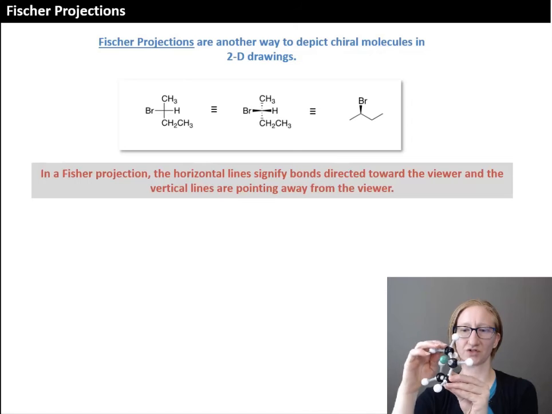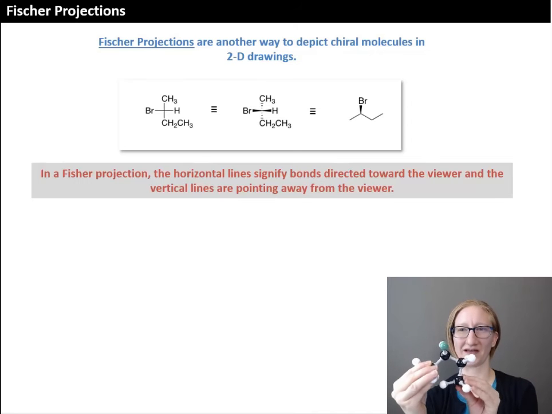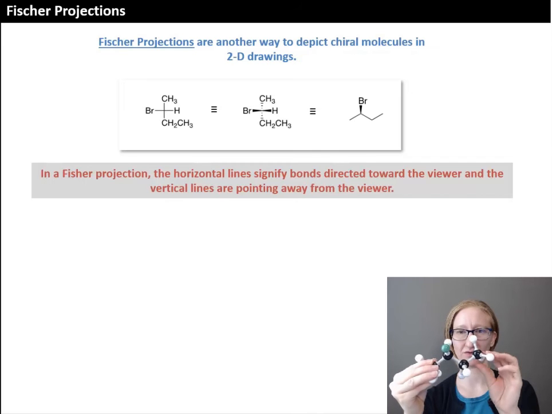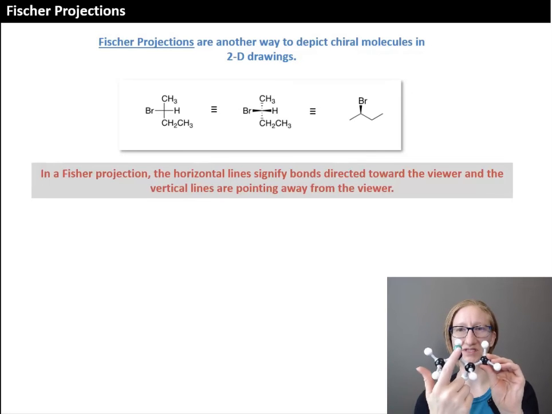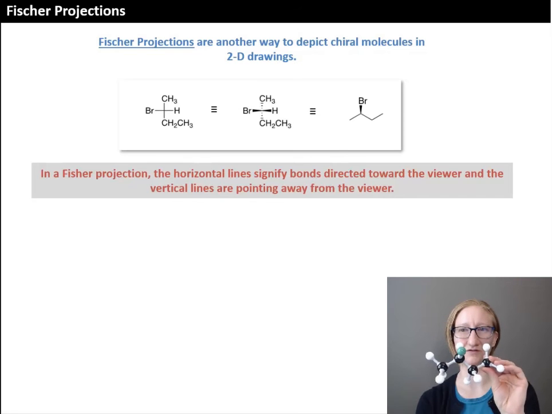So we can turn the structure so that we're viewing it from that side. And then we rotate this 1 bond so that we have our typical zigzag carbon chain here. And then we see that the bromine is pointing toward you and the hydrogen on the same carbon is pointing back away from you. The methyl group is to your left, and then this ethyl group is to your right.